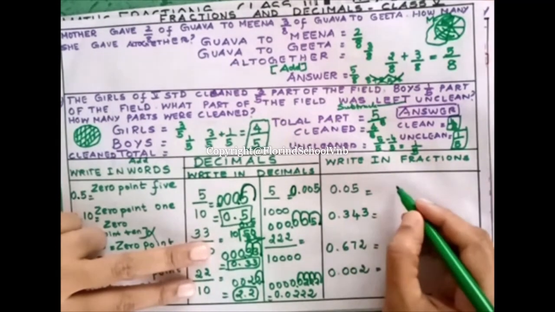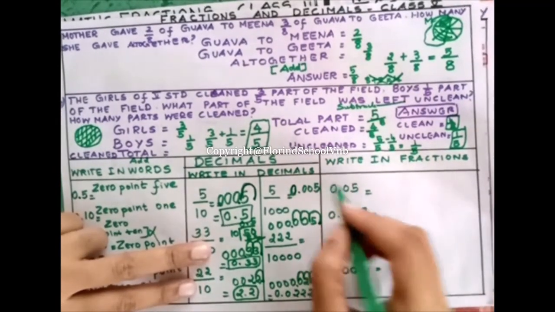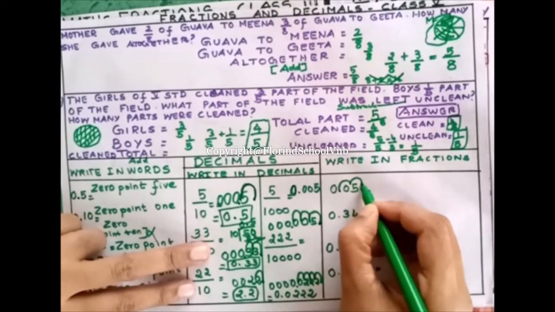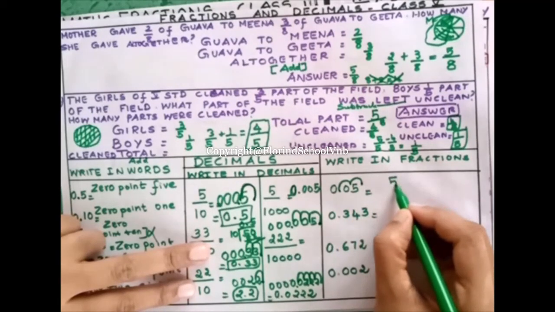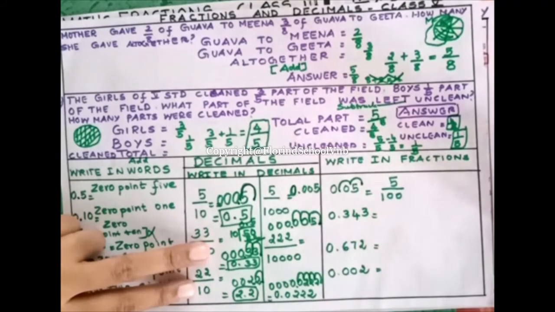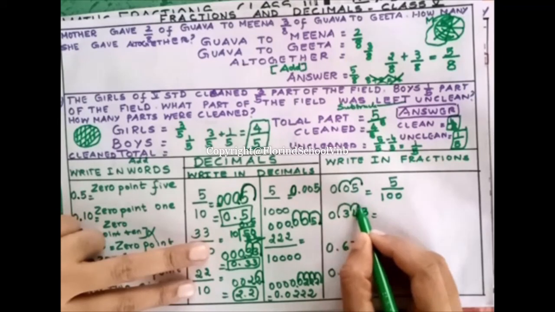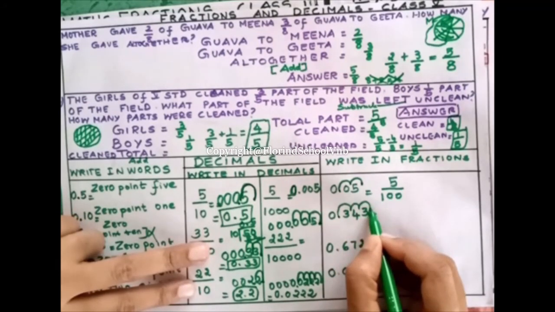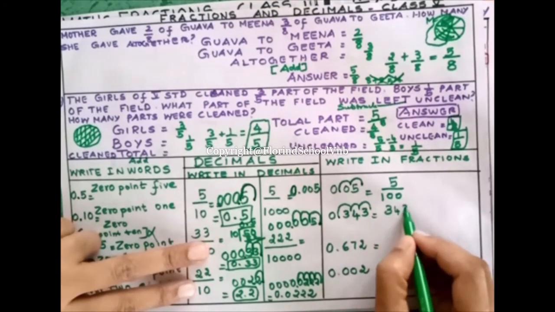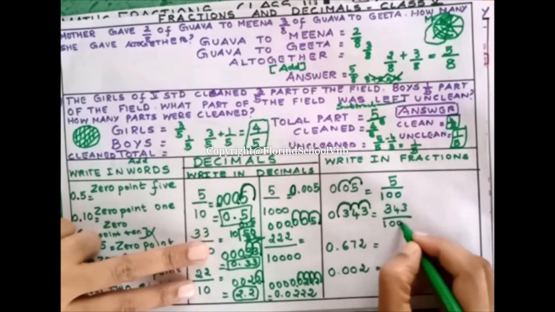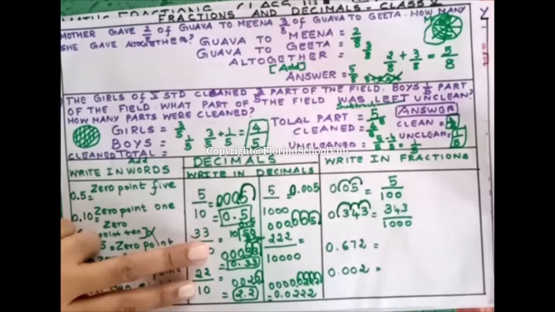Now how to convert the decimal into fraction? Very easy. Right? You have to shift the number. Say 1 2. How many times have you shifted? 2 times. So write 5 by 100. Now keep the point here. 1 2 3. How many times you have shifted? 3 times. 1 2 3. So 1000. Okay. 3 zeros. 10 20 30.